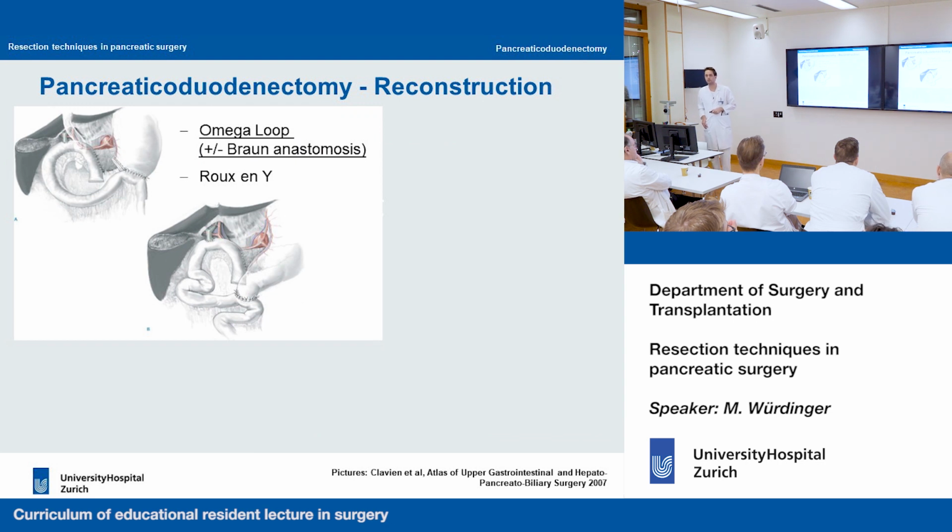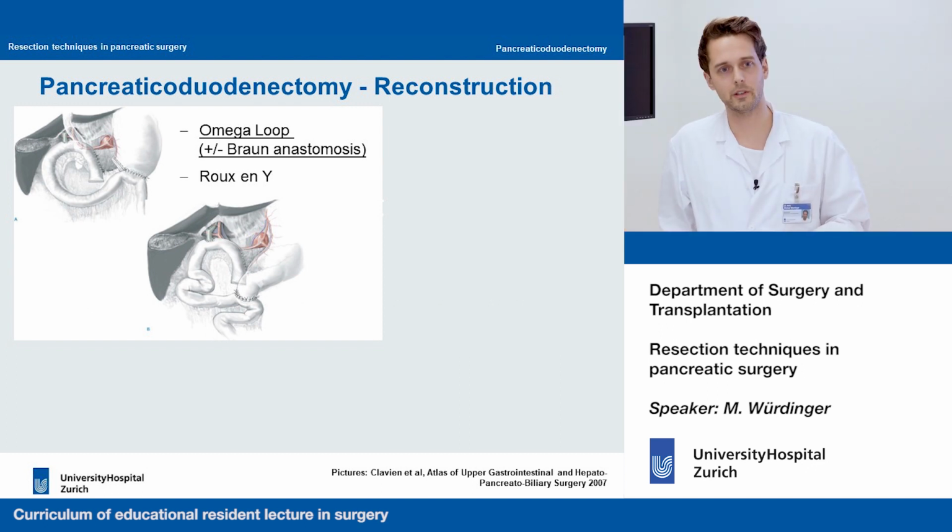And after that, we start with the reconstruction. It can be done with a Roux-en-Y reconstruction, or as shown here, with an omega loop reconstruction. There are three anastomoses. The one is the pancreatico-jejunostomy, the other one is the hepatico-jejunostomy here, and then the gastro-jejunostomy. And in case of a pylorus resection, like here, it is recommended to do a Braun anastomosis between both limbs of the jejunum to avoid bile reflux into the stomach.